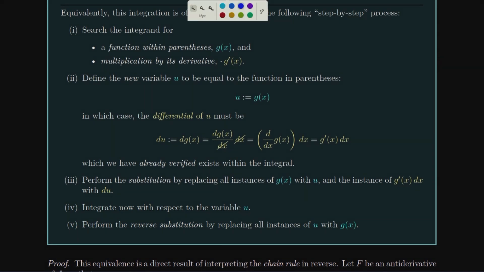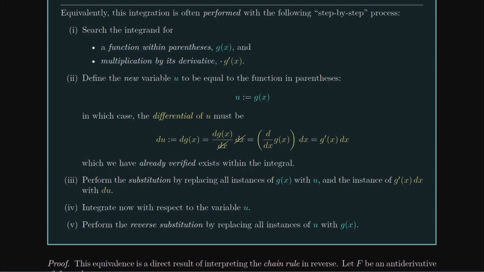So I say equivalently, the integration is actually performed with the following step-by-step process. We're going to search the integrand for two things: a function within parentheses, which we'll call g of x for now. You can also call this u, right? That's the point of u substitution, as well as a multiplication by its derivative, which should look like some true multiplication, and then a g prime. So whatever the derivative of that inside function is, ideally it's actually showing up in the integral. That's usually not the case, and we're going to encounter those cases later where you can't really see g prime. Sometimes you have to get lucky. But in some of the more straightforward u substitutions, g prime should be right there for you.